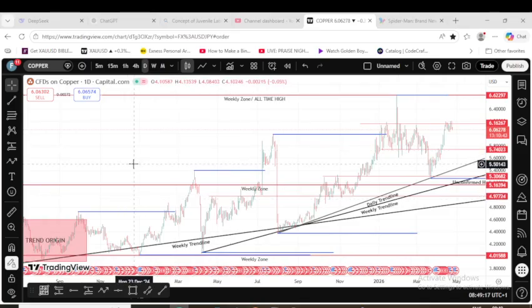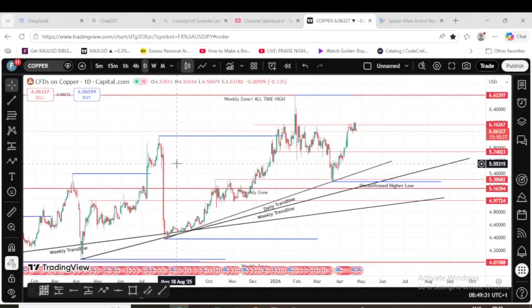So far, we've identified our zones on the weekly and daily time frame. We've identified our trend lines on the weekly and daily time frame. We've also now identified our trend origin, as well as our market structure, our swing highs and our swing lows. So the next thing for us to do is to determine how to take a trade, and how we're going to go about that is with some real price study.